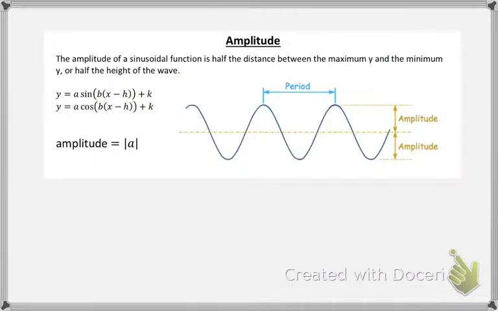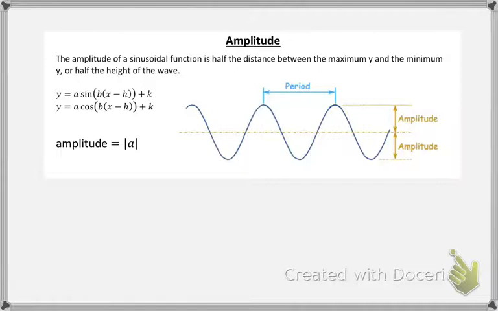All right. So let's look at something called the amplitude of a sinusoidal function. When you have a function that is a sine wave, the amplitude is half the distance between the maximum y value and the minimum y value. Basically, half the distance between your high point and your low point, or really half the height of your wave.